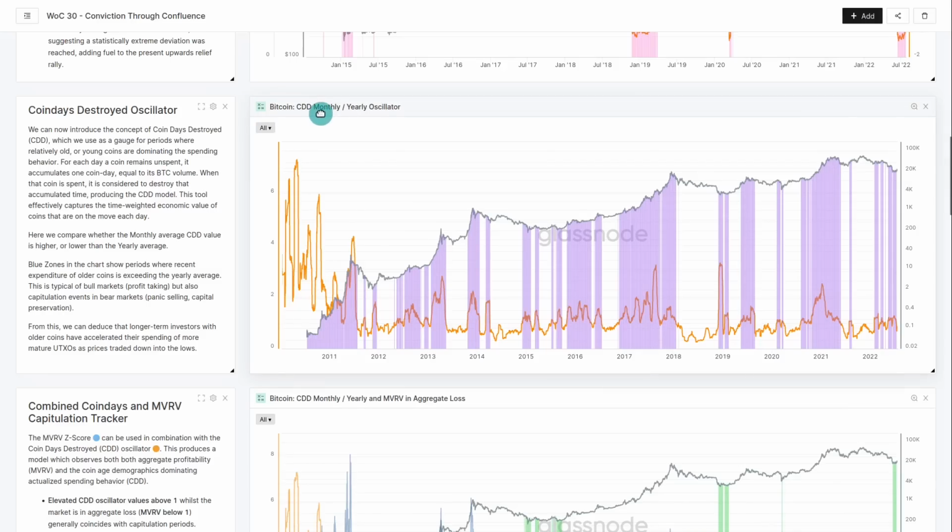So what this model here is looking at, these purple zones show when the amount of coin days destroyed in the last month is more than what was destroyed over the last year. So what we're looking at is the recent spending heavier in terms of the older coin days relative to the yearly average. And what you can see is it really highlights two zones. Strong bull markets, where basically this is the profit taking. These are older coins from the previous cycle coming back into circulation and taking profit on each rally.